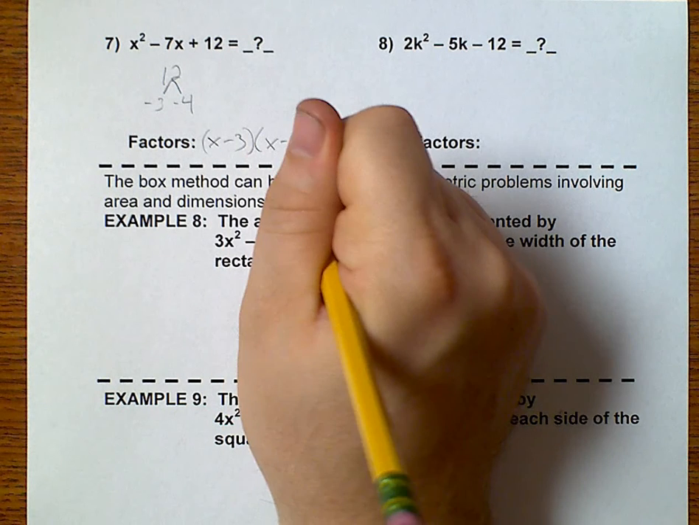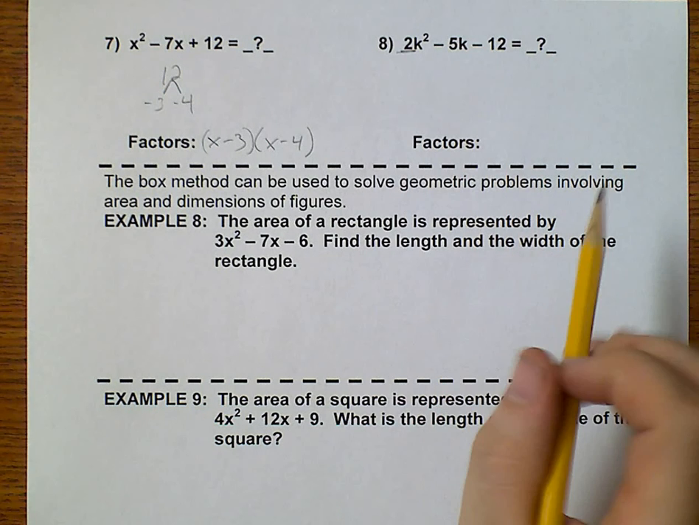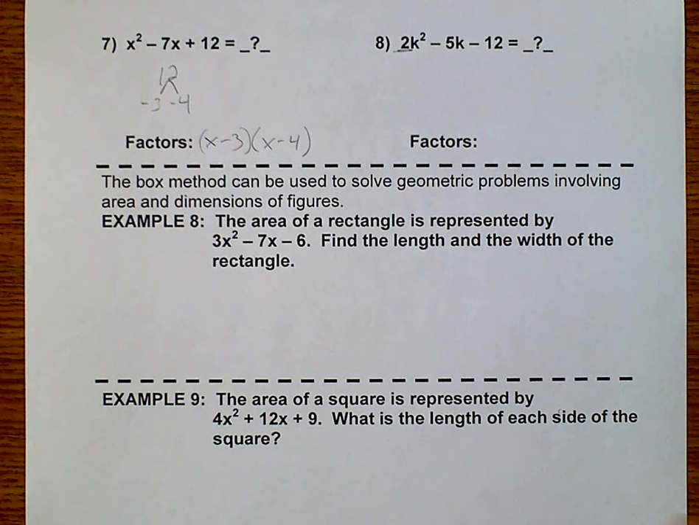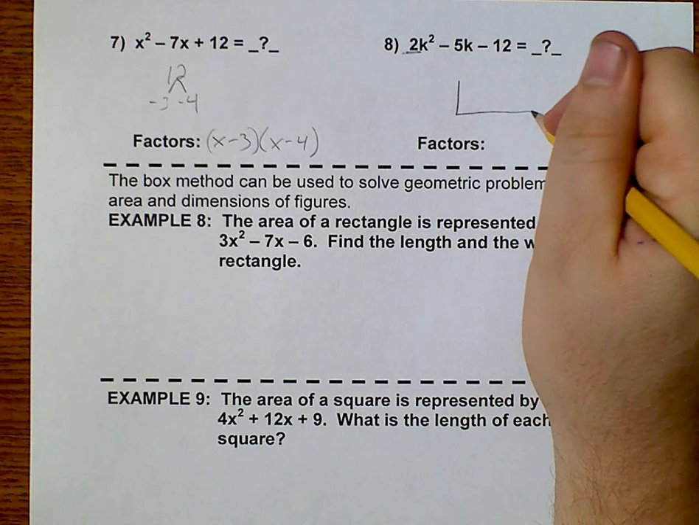x minus 4. And here, they gave us a coefficient of 2. So if your coefficient is not 1, if it's 2, then I want you to go ahead and use the box method.